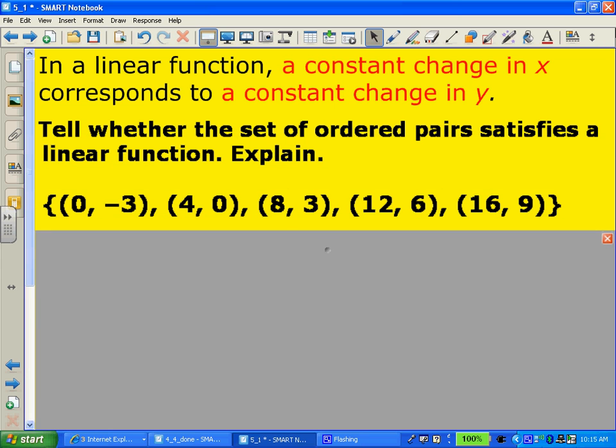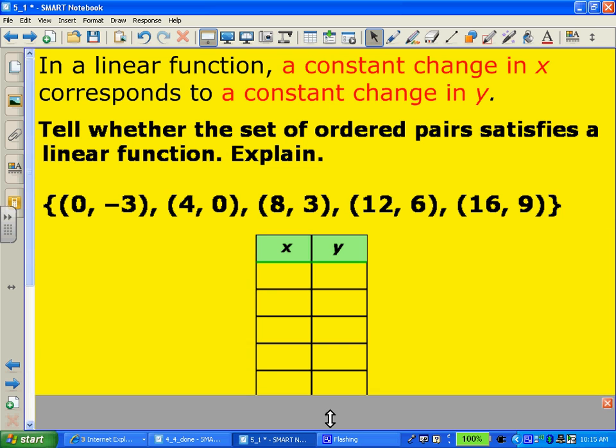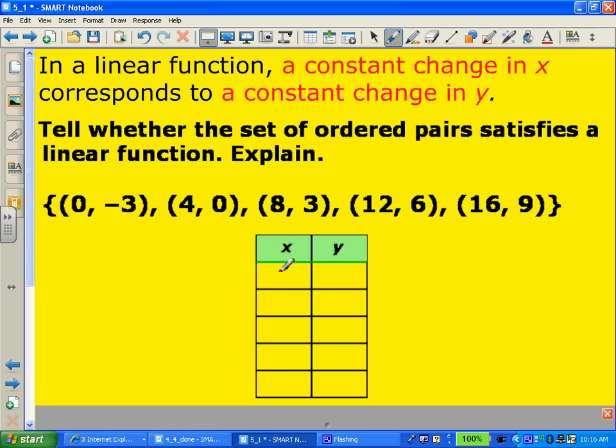So when we're given a set of ordered pairs, first thing we're going to do is we're going to put those ordered pairs into a table. And yes, you have to draw the tables. So I'm going to put x and y across from each other here, just like they're paired up in their ordered pairs. And then what we have to do is find our change in x.